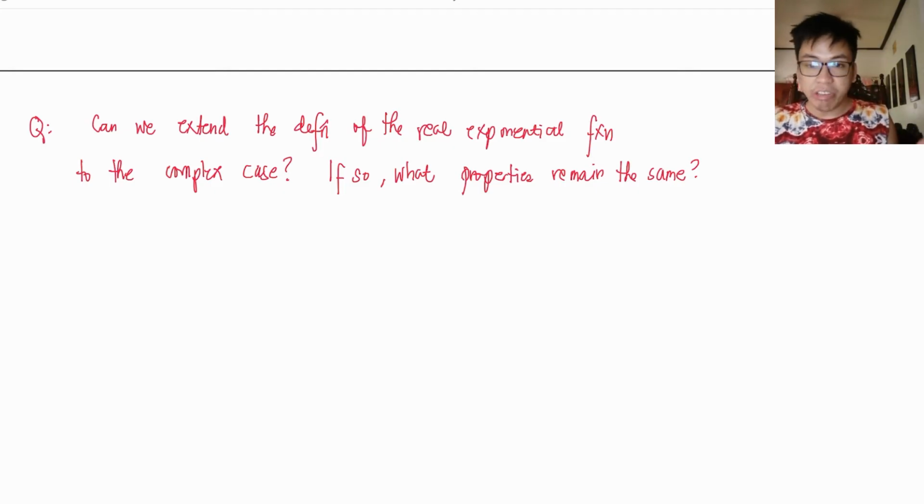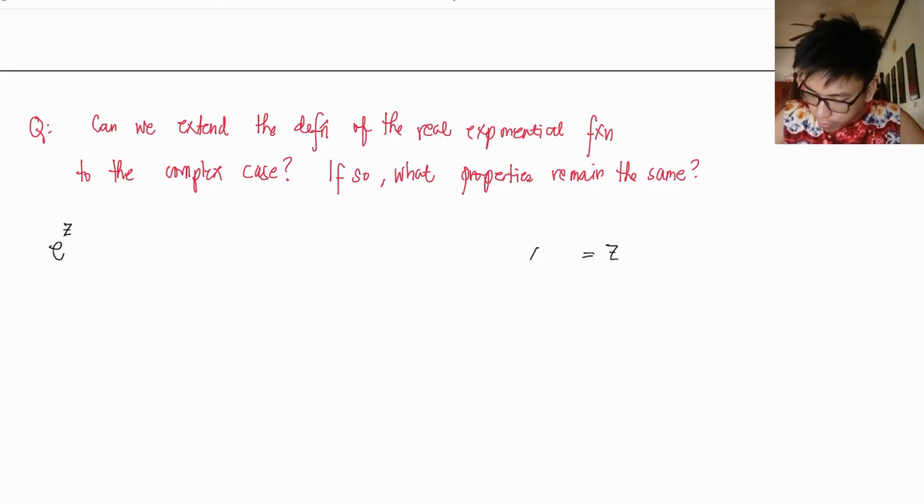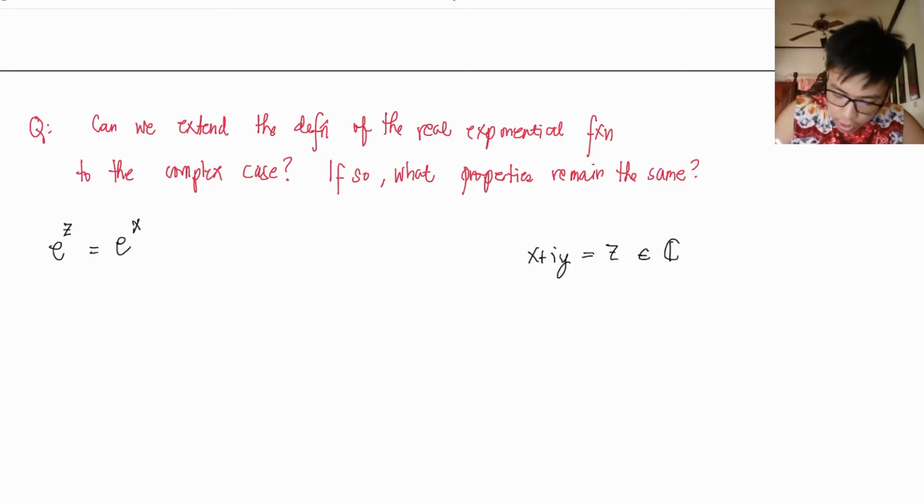So we now have the question: can we extend the definition of the real exponential function to the complex case? If so, what properties remain the same? Which means that if we have e to the z, where z is an element of the set of complex numbers, then we can write z equals x plus iy, where x and y are reals. Then I can write e to the x plus iy, which is equal to e to the x times e to the iy.